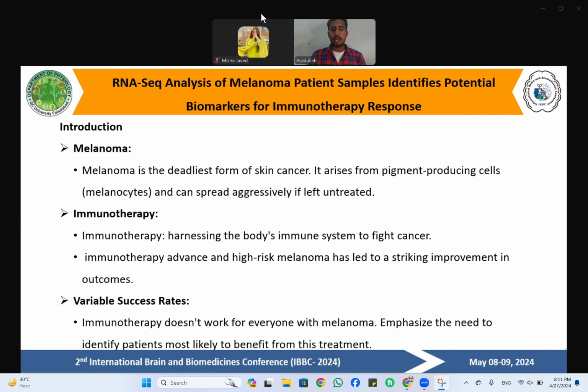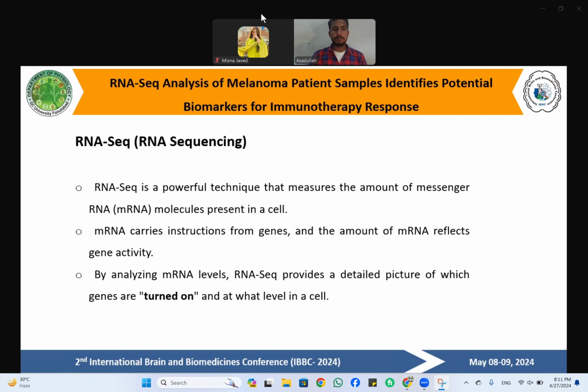Immunotherapy doesn't work for everyone with melanoma. This emphasizes the need to identify patients most likely to benefit from this treatment.